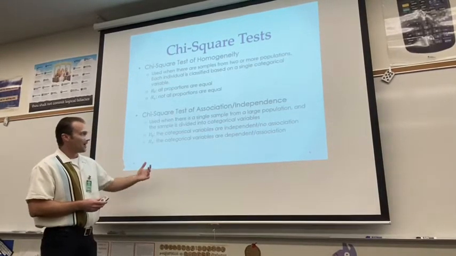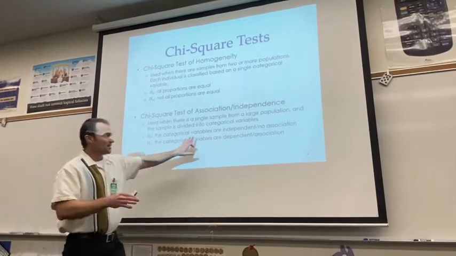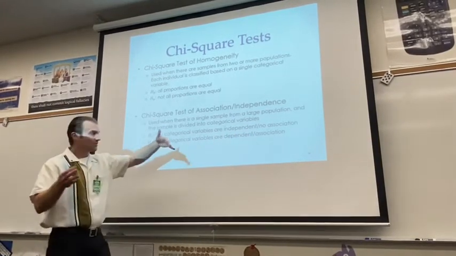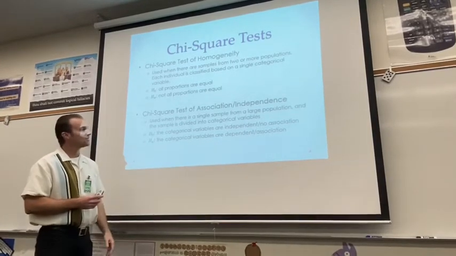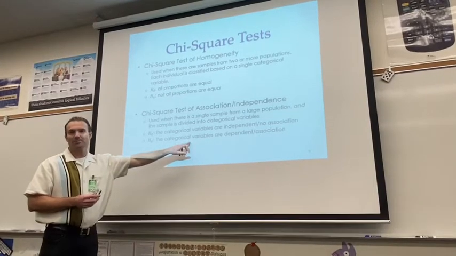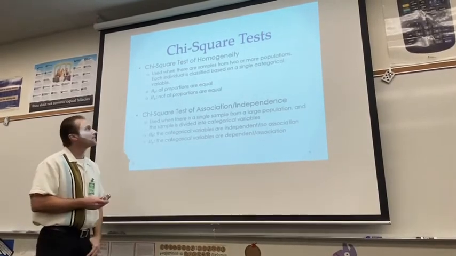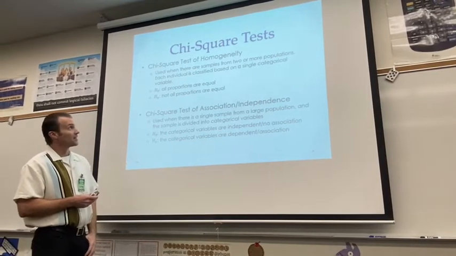So then our null hypothesis would be everyone in the population is not associated, they're independent of whatever groupings or categorical variables that I picked, versus they are dependent. There is a relationship between gender and whatever. Okay. So those are the two ways to run a chi-square test.